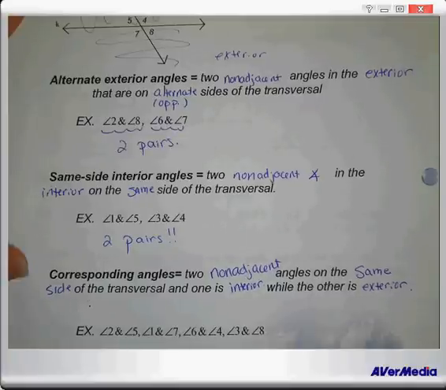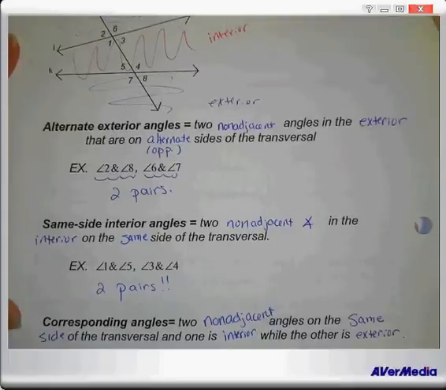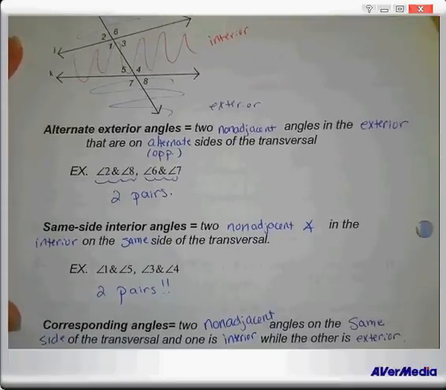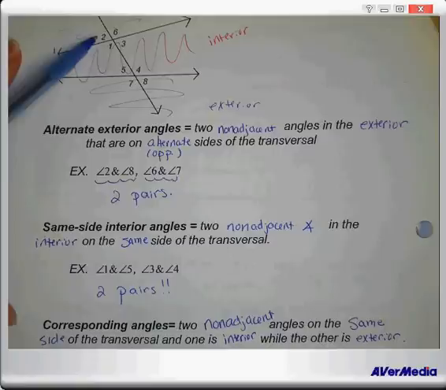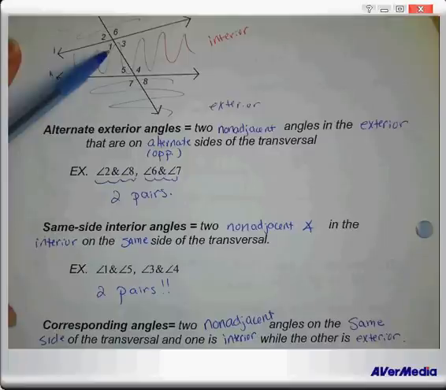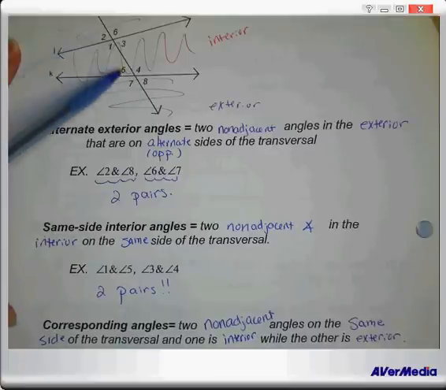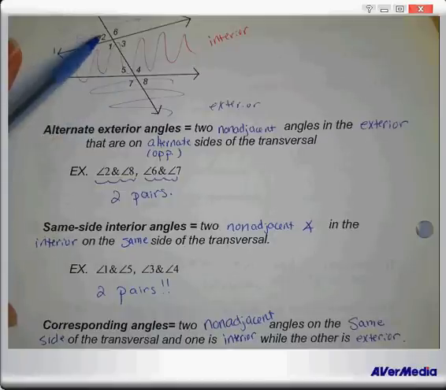So let's start picking out our pairs just a little bit, okay? And I think we can show it if we sneak it in here. Corresponding angles, two non-adjacent on the same side, one's interior, one's exterior. So I'm going to look at just these four right here. Here's an exterior angle. It's adjacent to 1. They don't work together. But 2 has to go with 1 that goes with 5 because they're non-adjacent. One's interior, the other one's exterior. So you get 2 and 5.